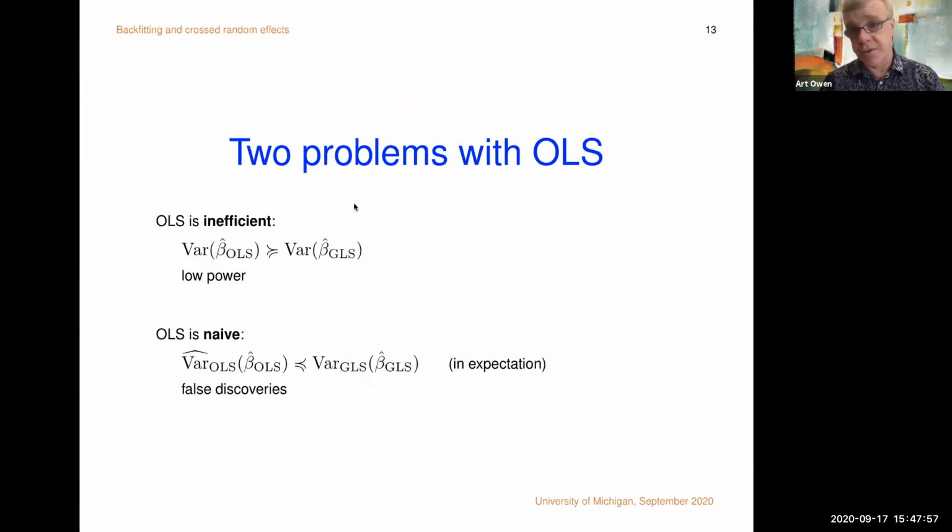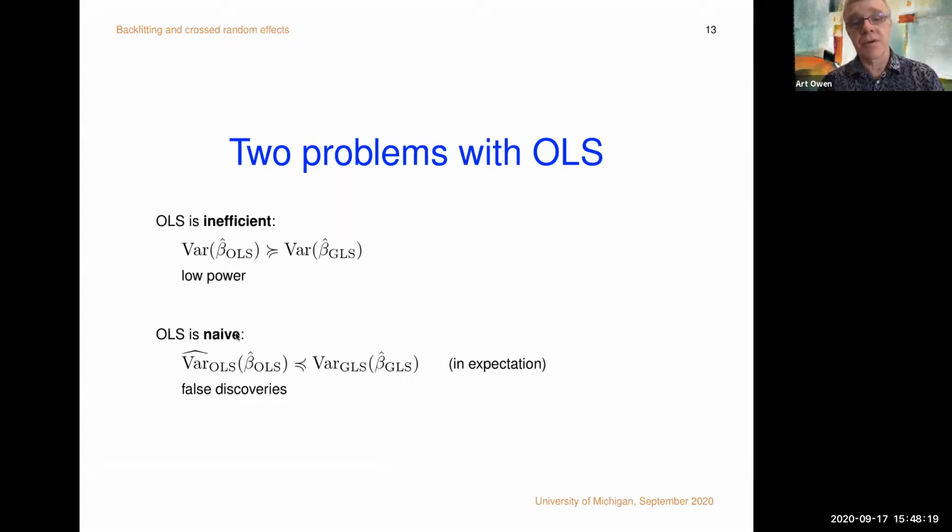Well, you shouldn't really do ordinary least squares. There are two problems with ordinary least squares. The first, ordinary least squares is inefficient. The variance you get is more than the variance you should have got. So you'll have low power. Not just low power, you're going to get type 2 errors. You're going to miss things.